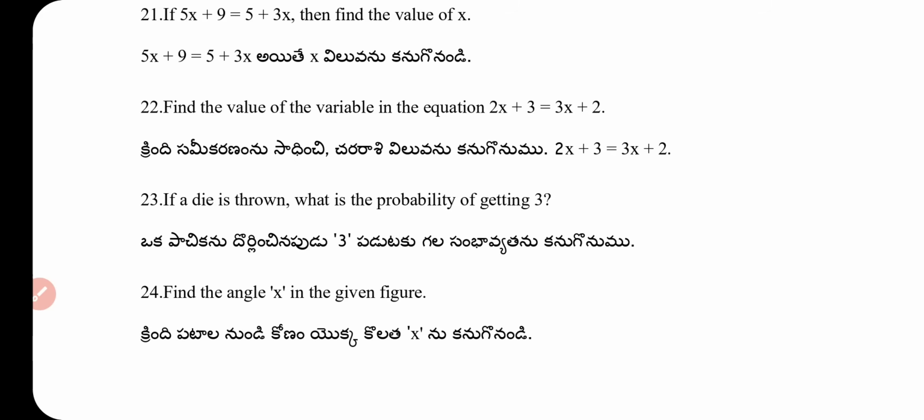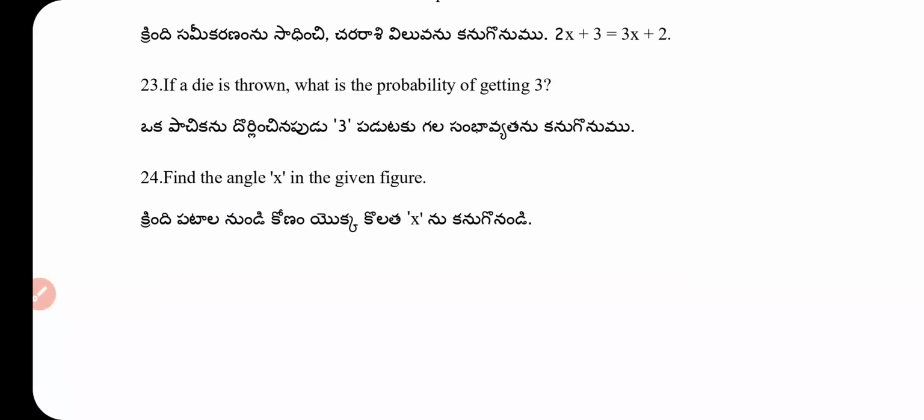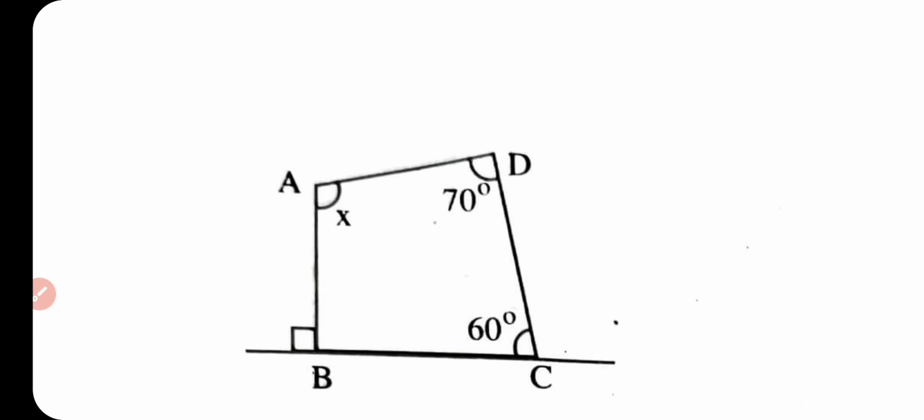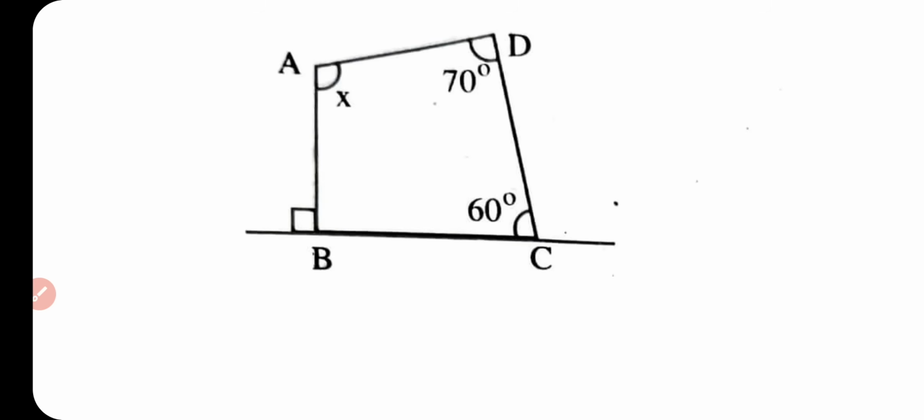If a die is thrown, what is the probability of getting 3? Find the value of angle x in the following figure. This is the figure and the value of x is calculated.